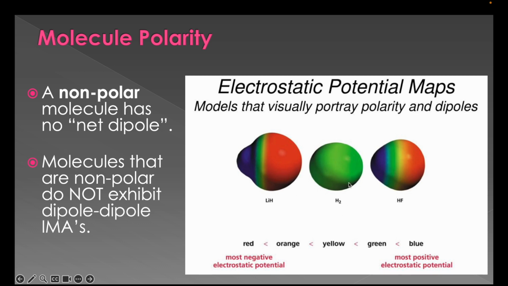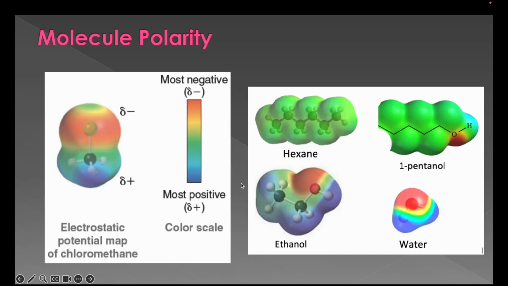So take a look at this hydrogen molecule here. This has no net dipole. It's very neutral. Molecules that are nonpolar do not exhibit dipole-dipole intermolecular attractions. So the dipole-dipole intermolecular attractions are going to happen with these two molecules that we see there. We looked at some other molecules.